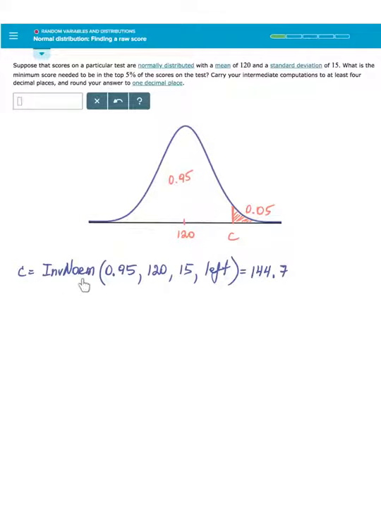An inverse norm uses area to the left of the unknown value C. So C is equal to inverse norm of 95% of area, 120 is the mean, 15 is standard deviation, and I am reminding myself again that area must be to the left of C. This results in 144.7 as this boundary score that separates the top 5% from the remaining 95% of scores.